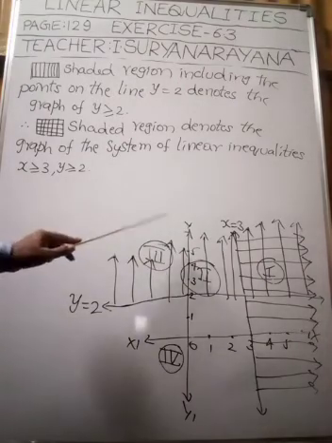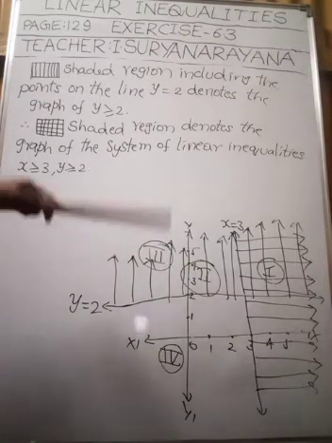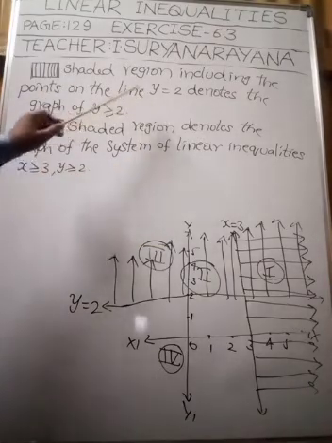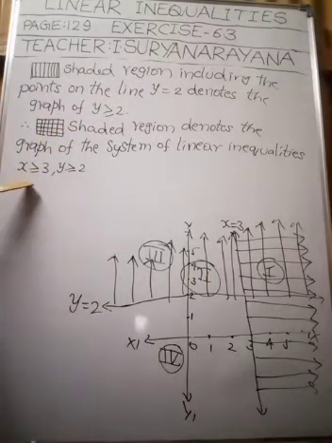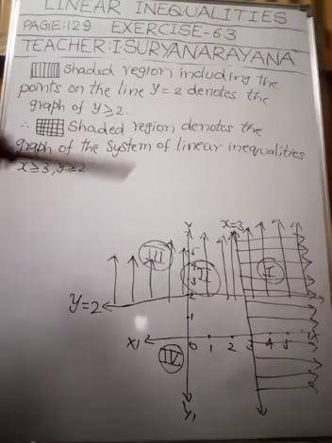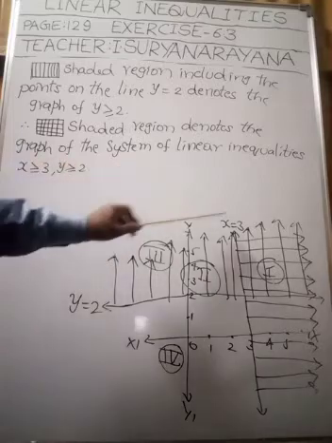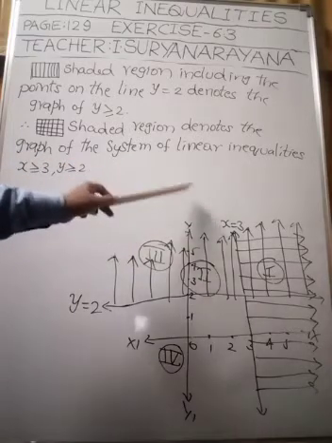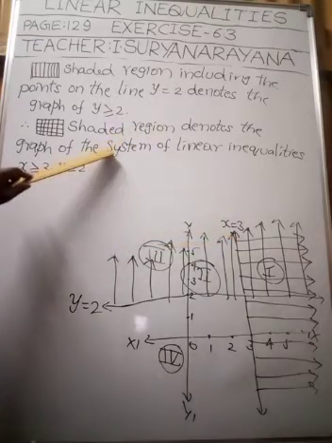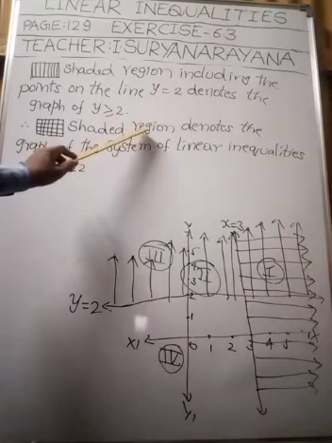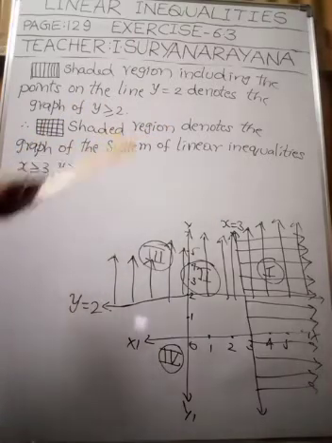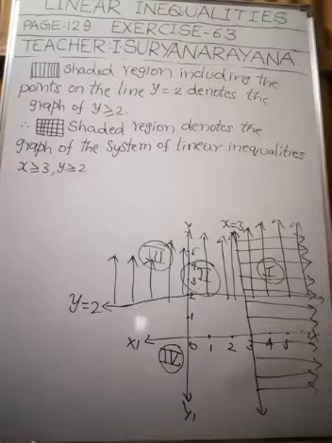We extend the concept to any number of inequalities. In this question, we have taken two inequalities, namely x greater than or equal to 3, y greater than or equal to 2. We extend the same concept to 3 inequalities also. Now, on the same graph sheet, we have to draw 3 graphs. The 3 lines shaded region denotes the graph of the system of 3 linear inequalities. Understood this point, my children?